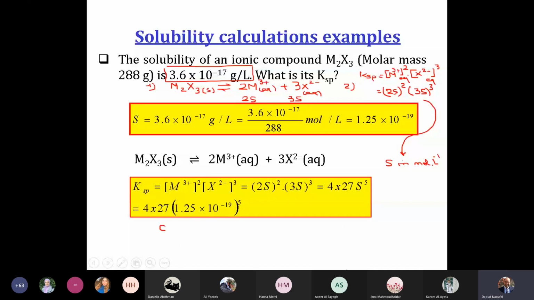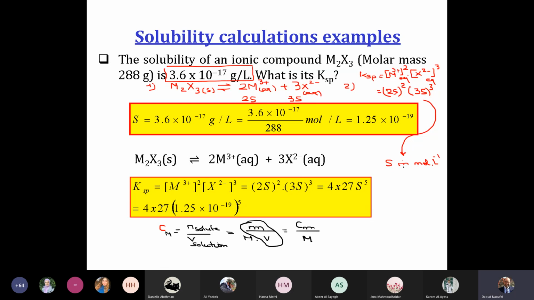The molar concentration is equal to the number of moles of the solute divided by the volume of the solution. The number of moles of the solute equals mass divided by molar mass, divided by the volume of the solution. The mass over volume is the mass concentration, divided by the molar mass.